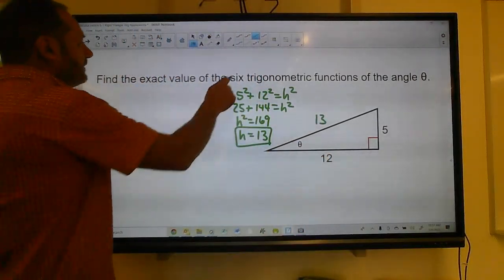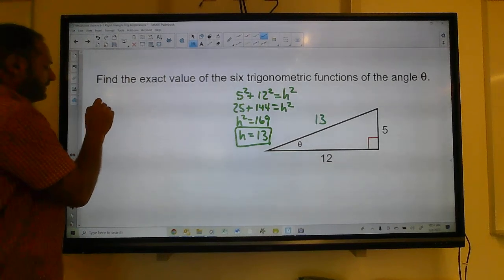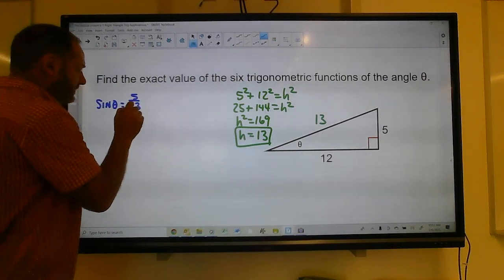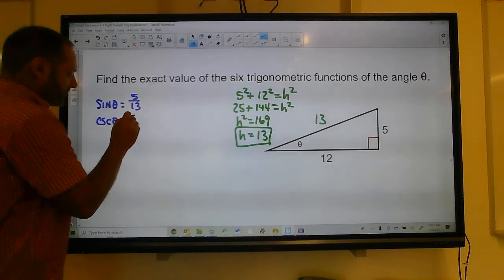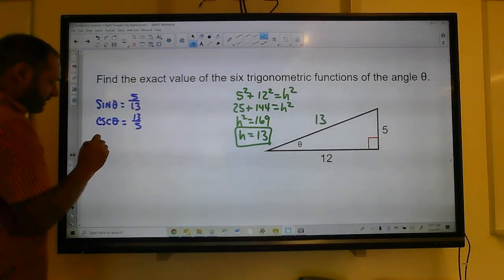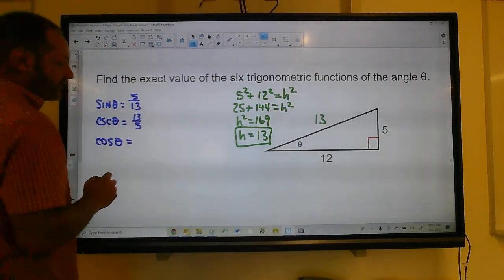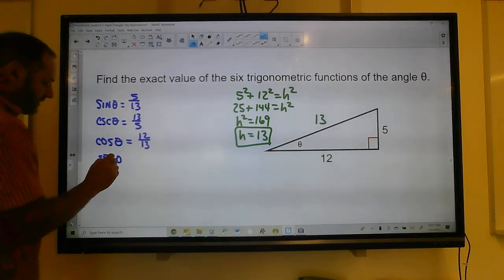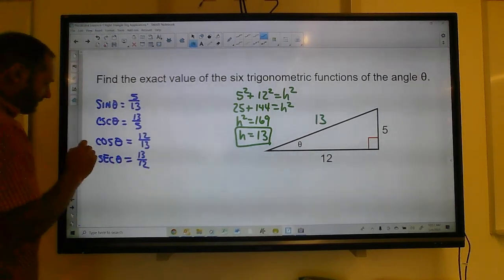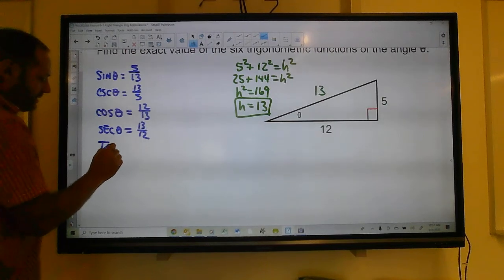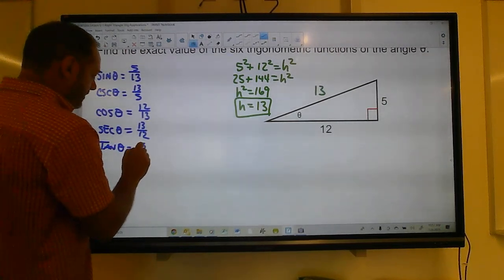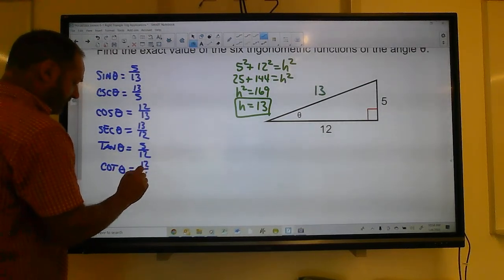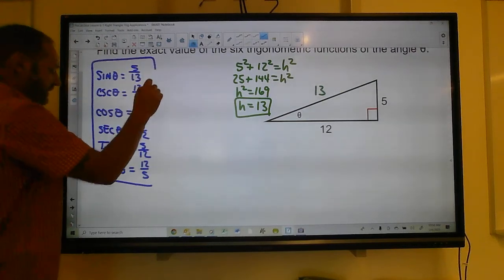Now once you have that, the rest is extremely simple. Sine theta is the opposite over the hypotenuse, so it's 5/13. The cosecant is the reciprocal of that, it's 13/5. The cosine is the adjacent over the hypotenuse, that's 12/13. The secant is the reciprocal of that, it's 13/12. The tangent is the opposite over the adjacent, 5/12, and the cotangent is the reciprocal of that, it's 12/5. So there's my 6 trig functions right there.